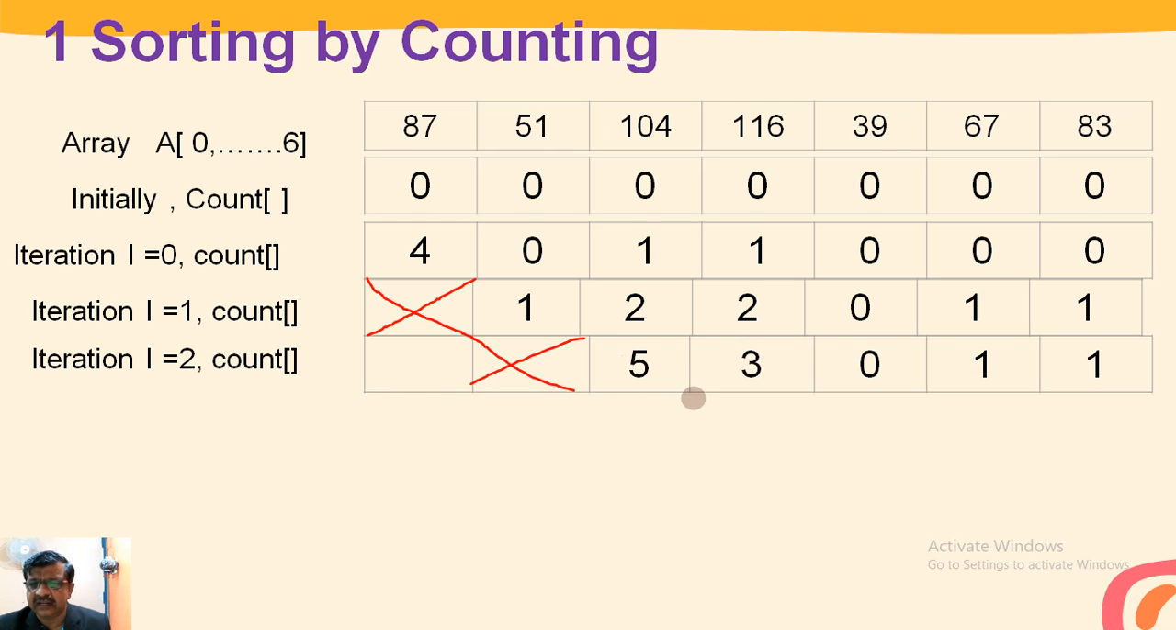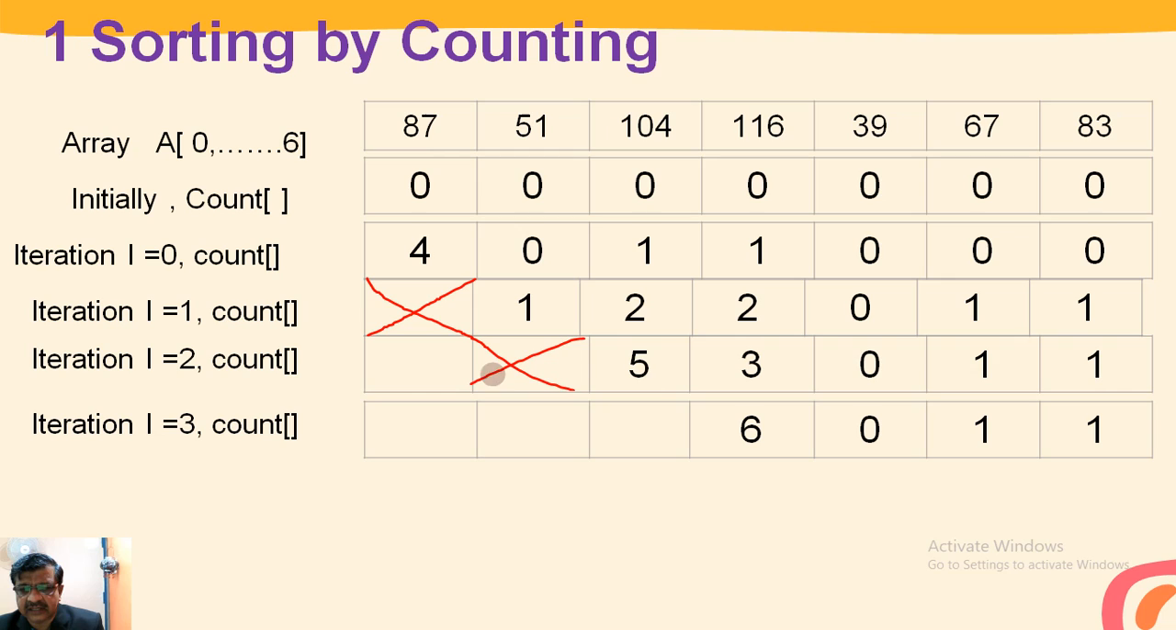And if you start with 104, okay, 116 is greater than 104, therefore this will become 3. 39 is lesser than this. It was already 2, so it becomes 3. And 67, 4, 83, 5. Okay, 83, 5. And now this can be avoided.